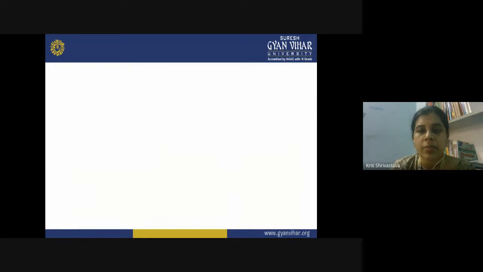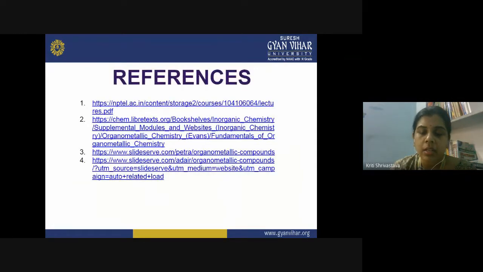That is how you calculate the total electronic contribution from all these two methods.